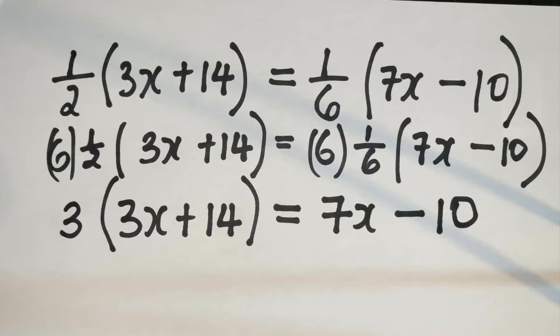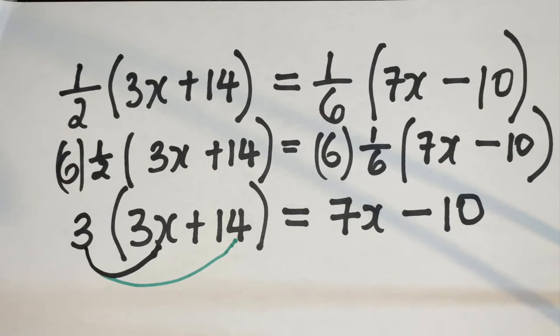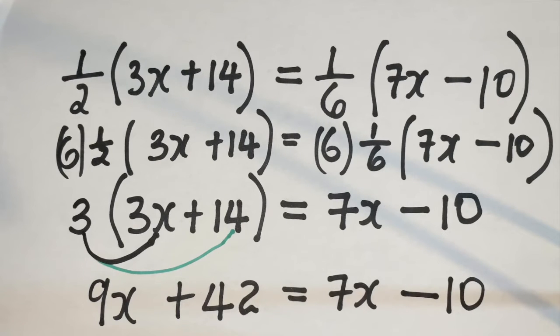In order to collect all the x terms on one side, you'll first need to distribute the 3 on the left side of the equation. That means you'll multiply 3 by everything inside the bracket. When you distribute across parentheses, it means to multiply what is outside by everything that is inside. So we multiply 3 by 3x, we get 9x, and 3 by 14 is 42. So our new equation is 9x plus 42 equals 7x minus 10.